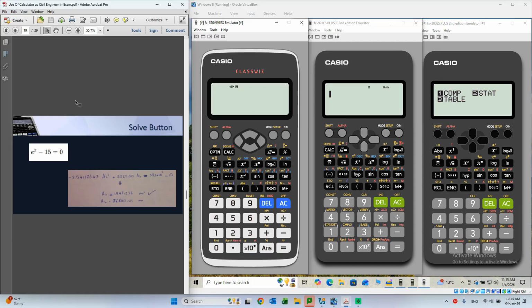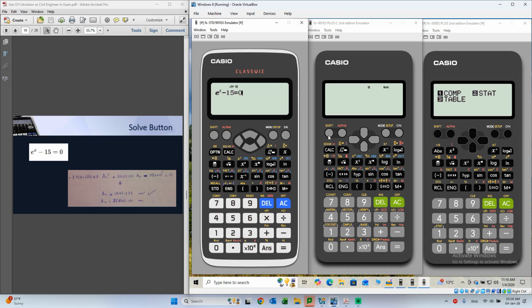Let's say I have a function like this. This is e to the power x minus 15 equal to 0. So if I write the function here, let's say I'm writing this exponential. Sorry, exponential of x. So how do I write it? I use the letter x here, alpha x. Then I'll say minus 15. I'll say alpha equal, which is the red one, 0. So I'm writing the function as it is here.